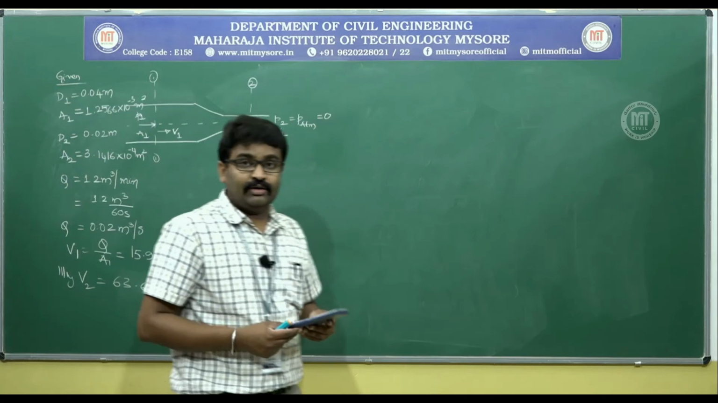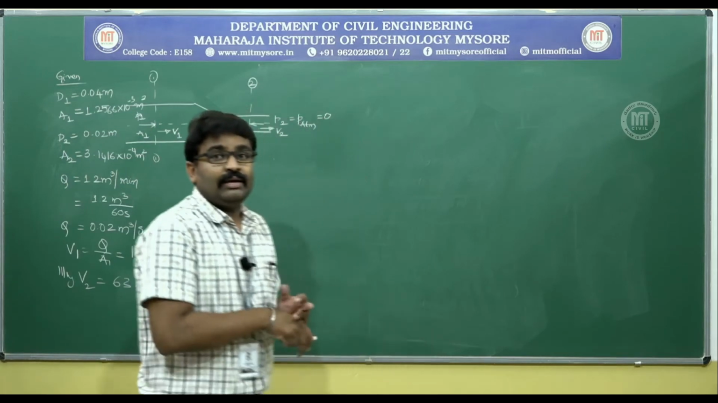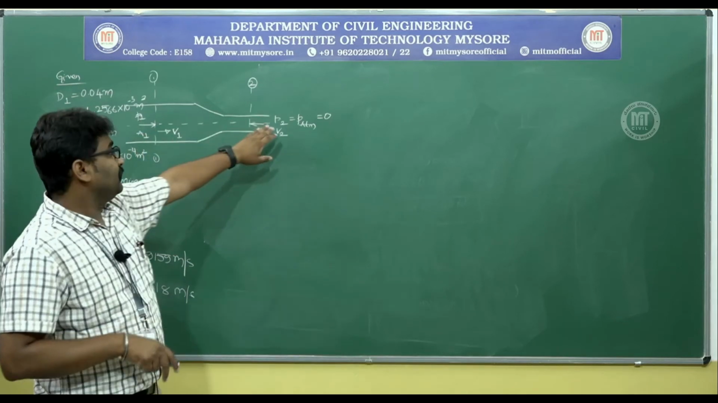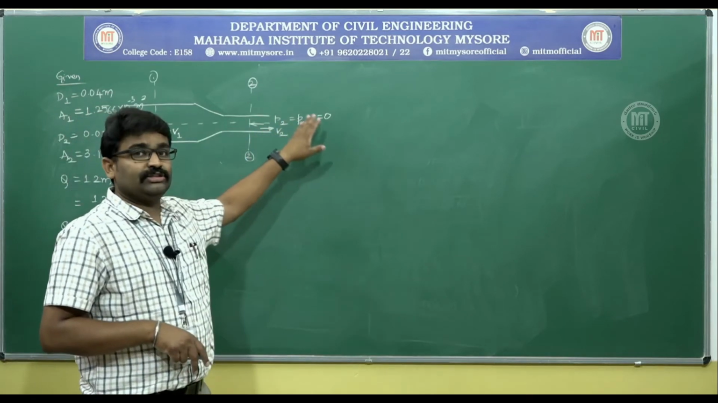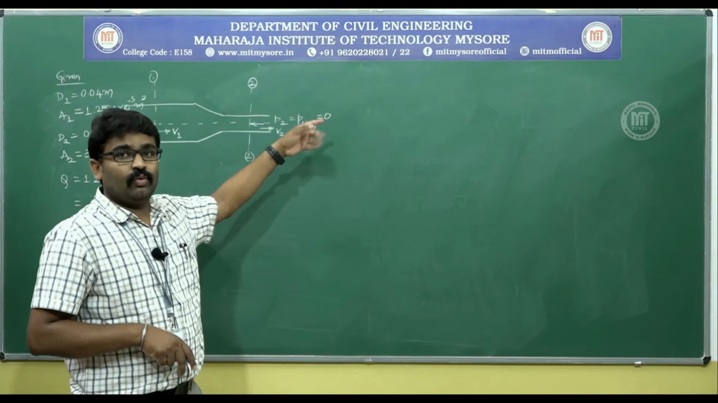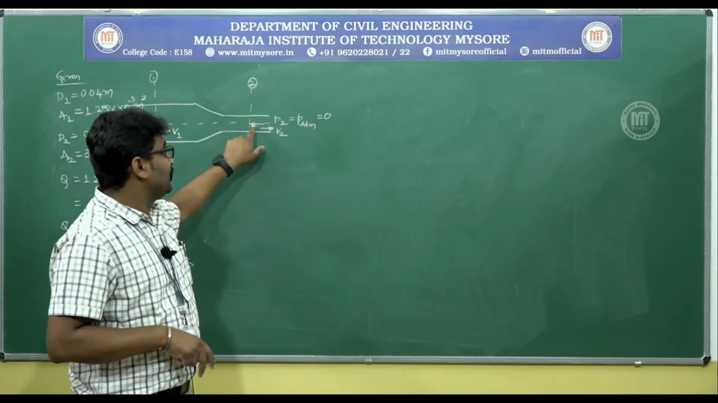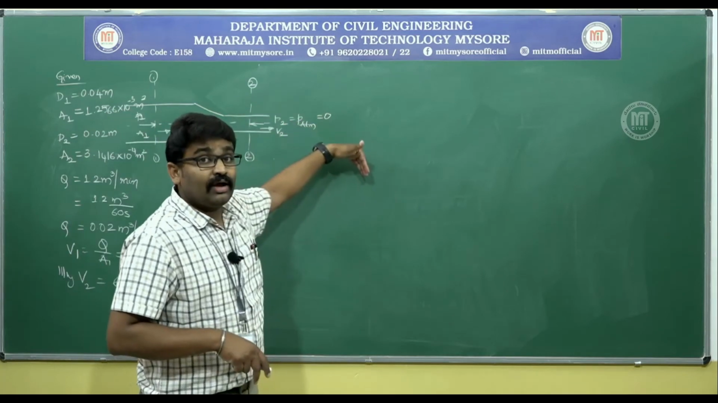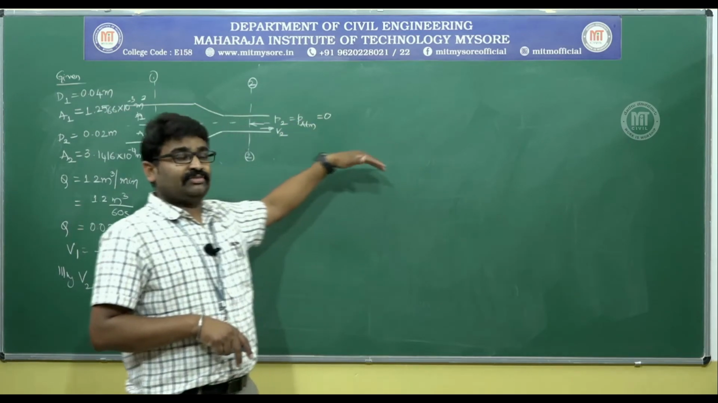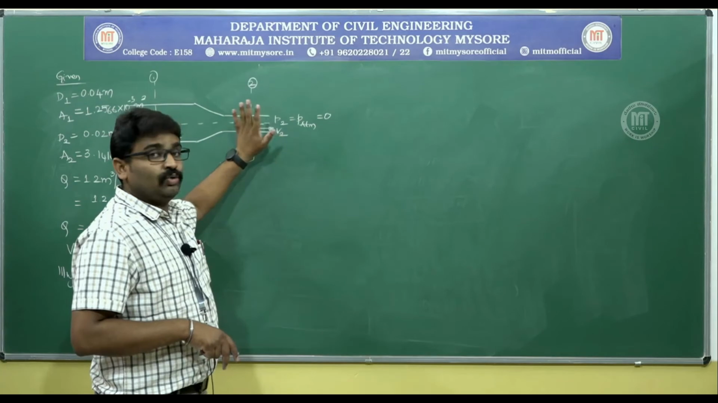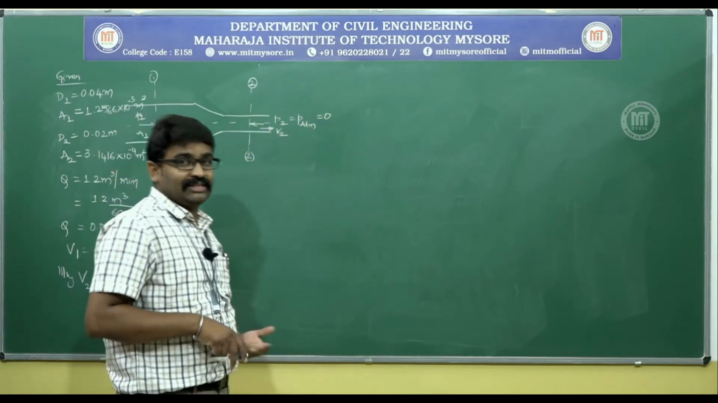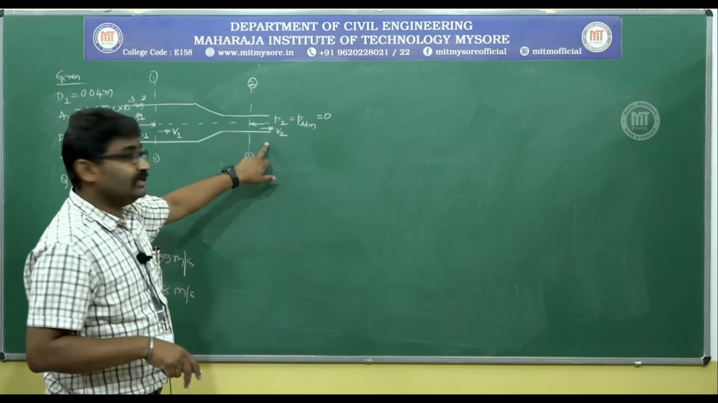Now you need to know what actually is the pressure force at section 1, because pressure force at section 2 is known and is equal to 0. Why is it equal to 0? Because water is going out to the atmosphere. That means section 2, or the nozzle, is open to atmosphere, and hence it is under atmospheric pressure, which is taken as 0. So P2 is 0.